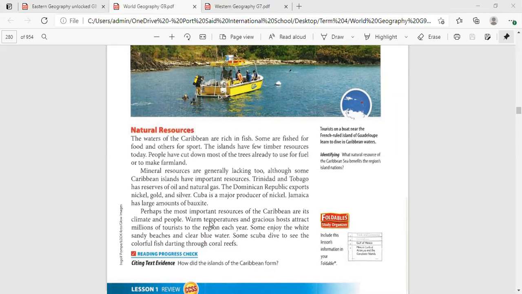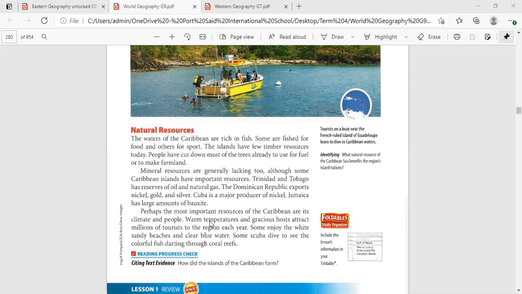You can find that Cuba is a major producer of nickel. Jamaica has large amounts of bauxite, which is used to make aluminium. But in general, they are lacking in mineral resources or natural resources.